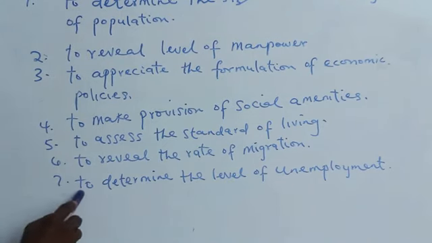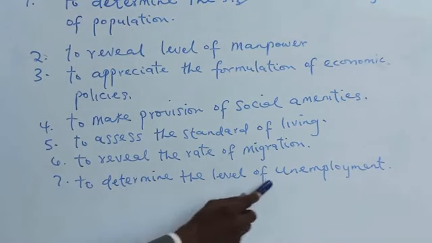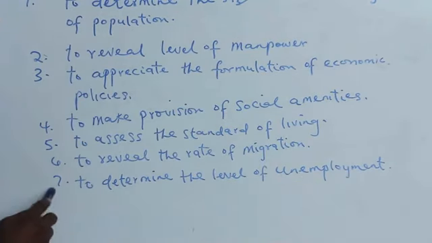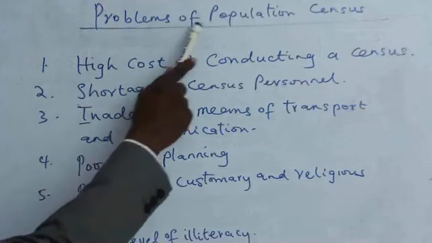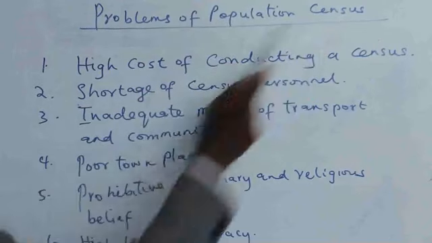Number 7. To determine the level of unemployment. Having carried out population census, this will reveal the number of people that are working and people that are unemployed in an economy. Problems of population census.